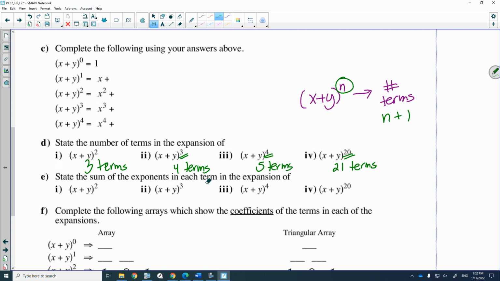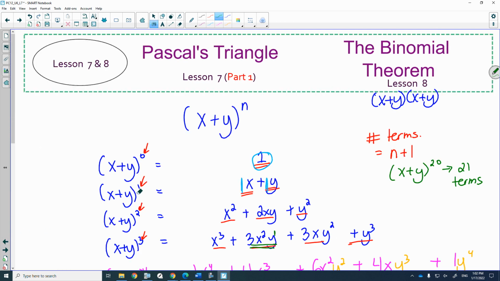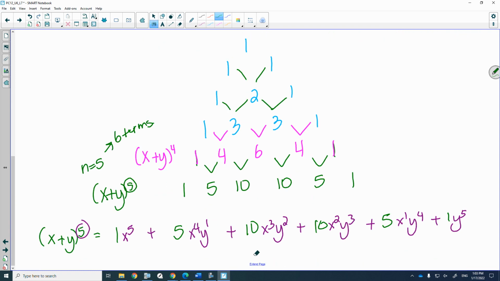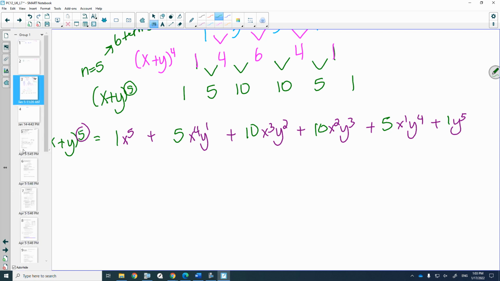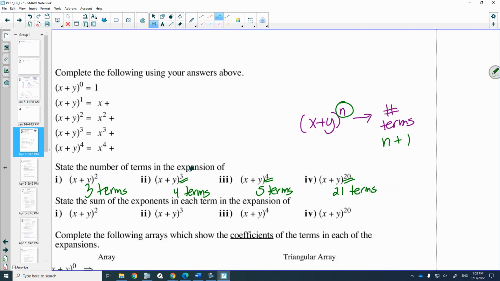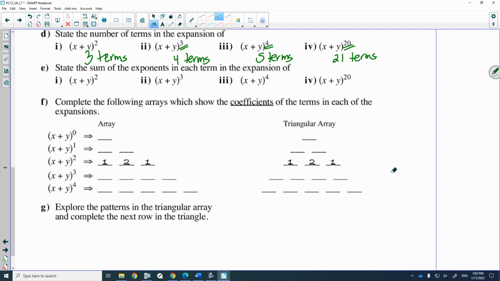State the sum of the exponents in each term. So remember the sum of the exponents in each term. Okay, if we had power of 5 here, 4 plus 1 is 5. 3 plus 2 is 5. The sum of the exponents in each term is equal to whatever your n value was. So the sum of the exponents would be 2, 3, 4, and 20.